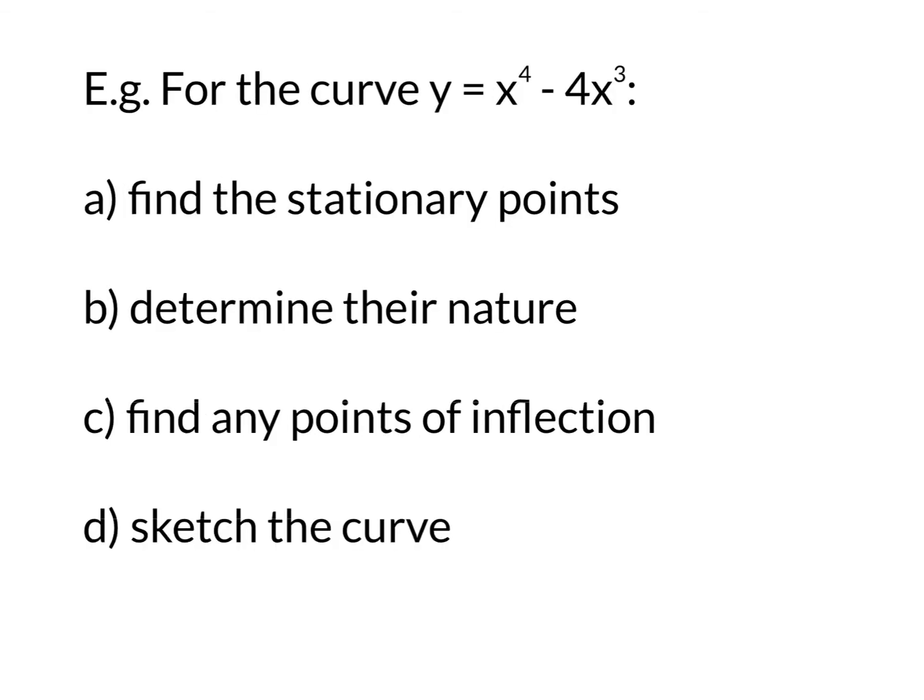So let's have a look at an example. We've got the curve y equals x to the 4 minus 4x cubed, and we're going to find the stationary points. We're going to determine their nature, but we're going to use our new method, which is the second derivative, find any points of inflection, and then finally we're going to sketch the curve.